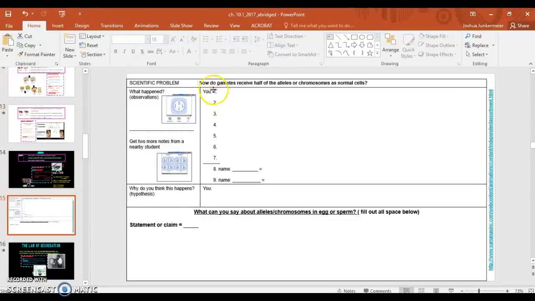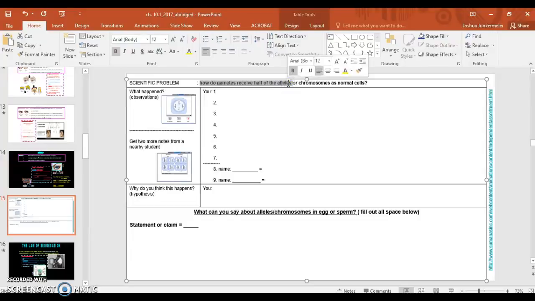The question is, how does that happen? How do we get two of each version when our sperm only has one? So we're going to watch a video and try to figure out how sperm or eggs only receive half the normal number of alleles, or just one for each trait.